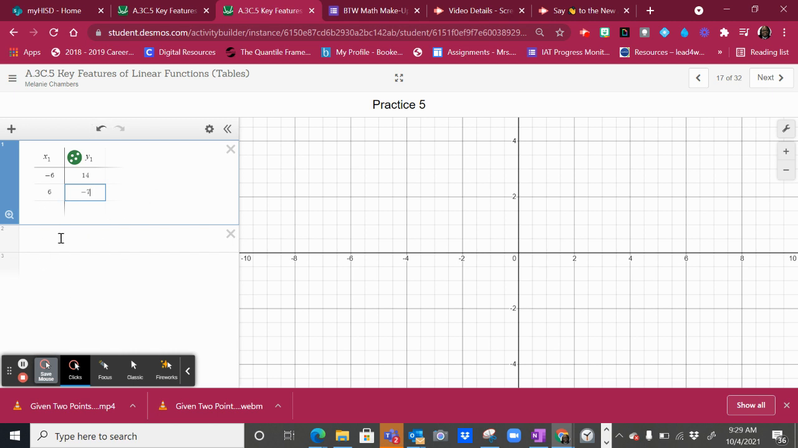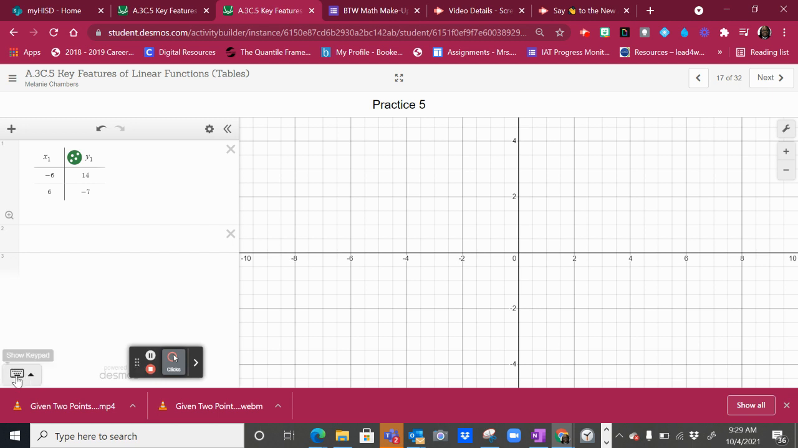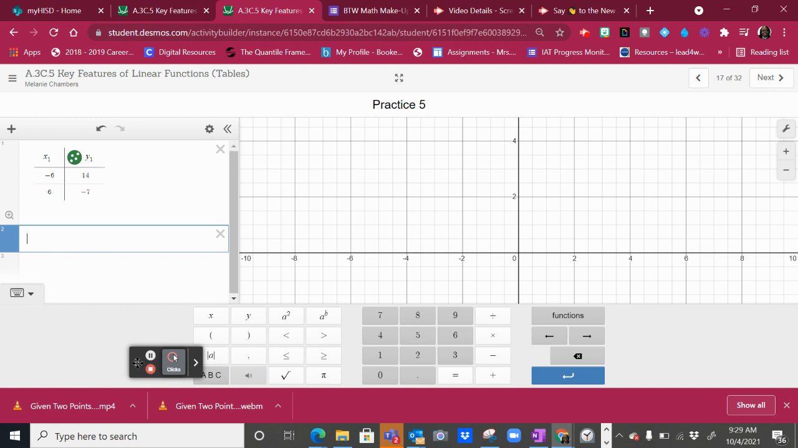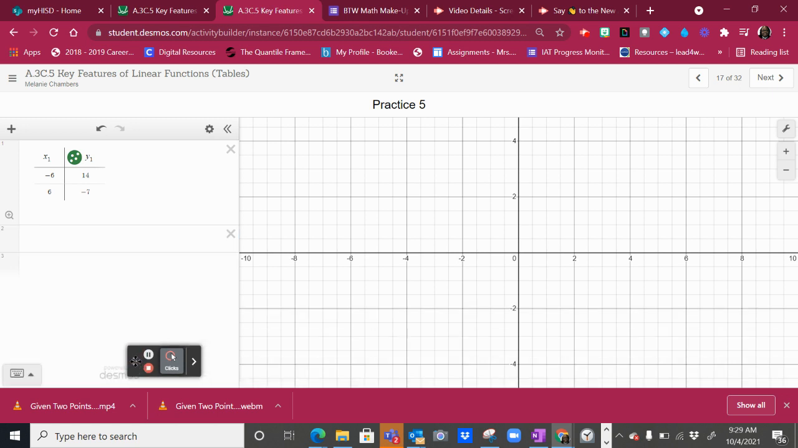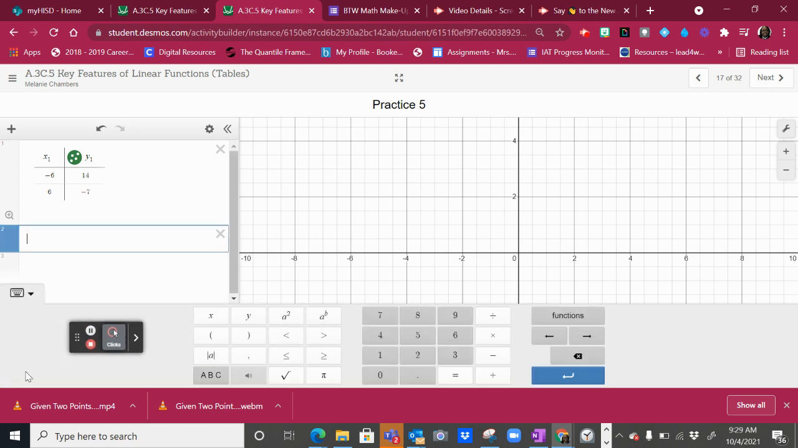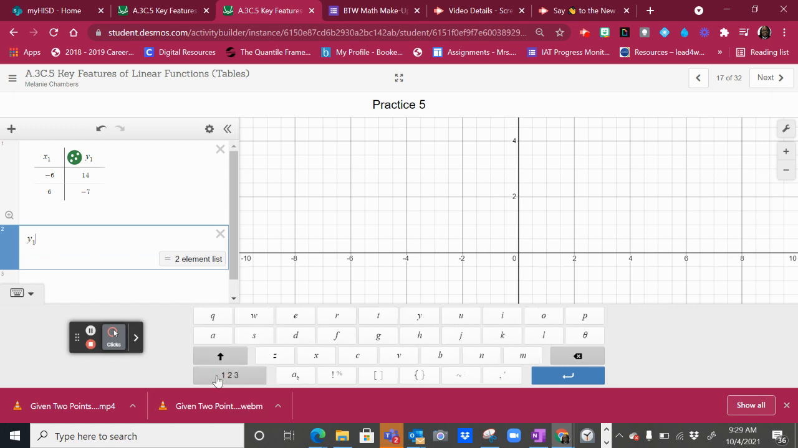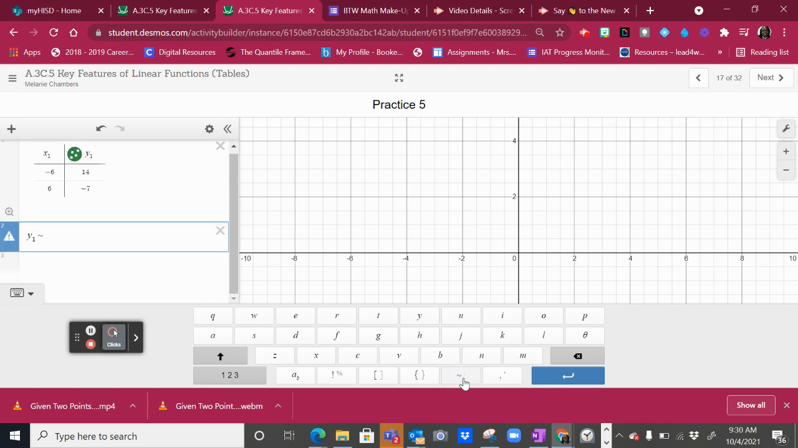Now remember, we're going to use the equation y1. So what you want to do is bring up your keyboard. The keyboard is here at the bottom. So open it up, and that'll help you with determining how to type this in. So let me show you. I open it up and I press Y. Then I just press 1. It automatically makes it a subscript. Then I want to find that tilde. The tilde is on the ABC, which is located right here. Tilde M.